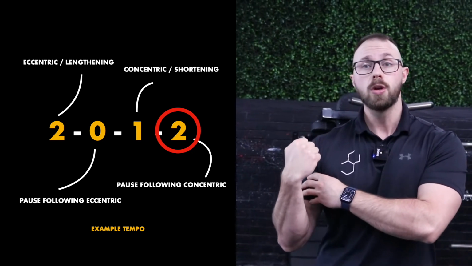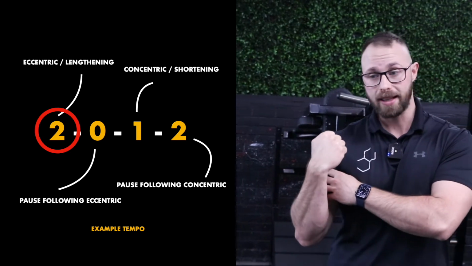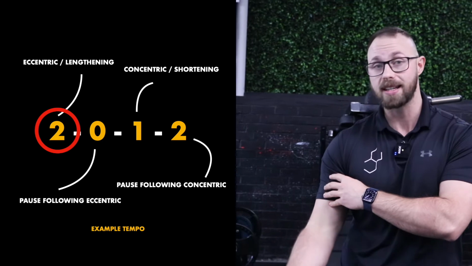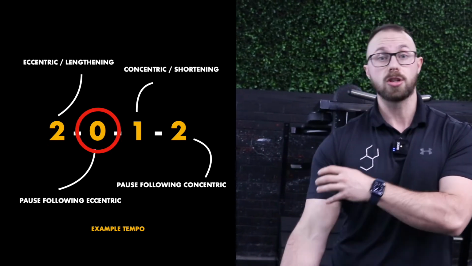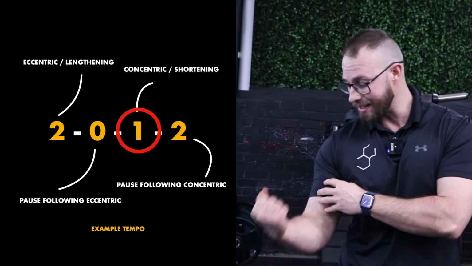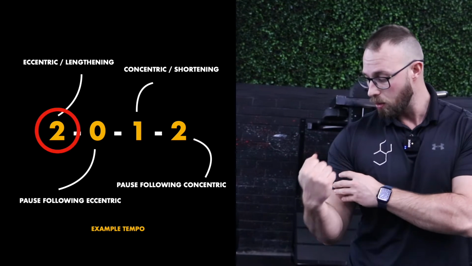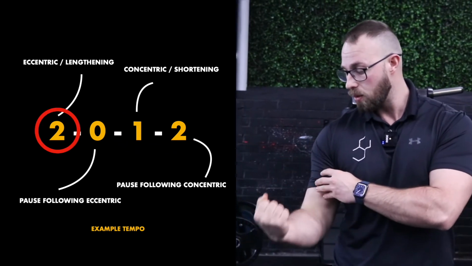1, 2. Then we've got 2 seconds in the eccentric portion of the movement. So that's when I'm lengthening my biceps. So now I'm going to take 2 seconds to come down, and I've got a 0 to follow the eccentric contraction. So there's going to be no pause at the bottom. I'm going straight into my next rep. So what it would look like is 1 second up, hold for 2, 2 seconds down, and straight into the next rep. That's what that kind of tempo would be looking like.